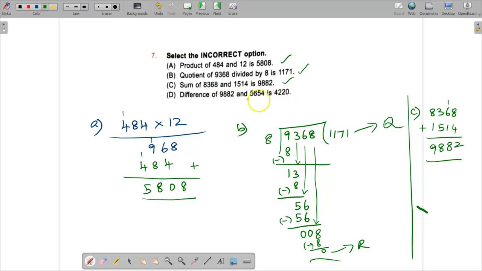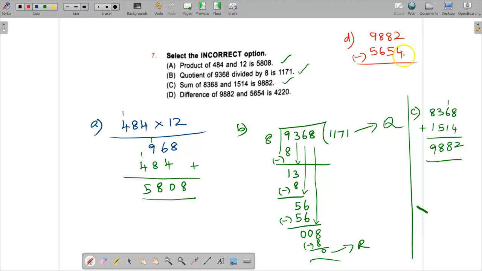So definitely this one should be the wrong option, and that should be the option for the 7th question, right? So the difference of 9882 and 5654 is 4220. That only we need to find out. So let me write here. So the D option is 9882 minus 5654. So just subtract these two numbers.